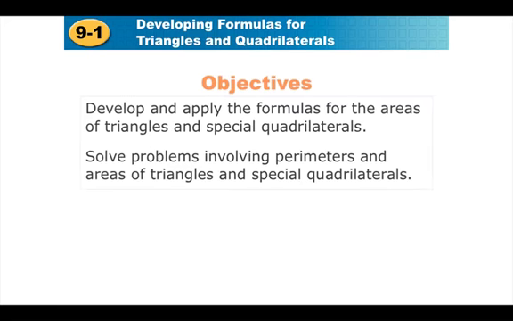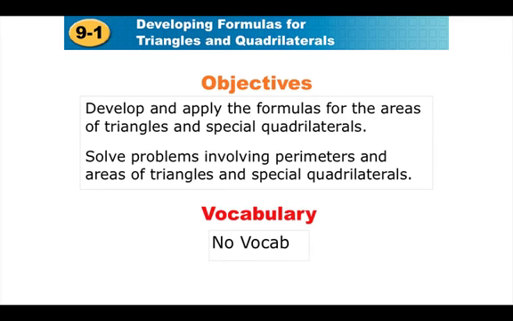This is section 9.1, developing formulas for triangles and quadrilaterals. Objectives: develop and apply the formulas for the areas of triangles and special quadrilaterals. Solve problems involving perimeters and areas of triangles and special quadrilaterals. No vocab. Next slide.